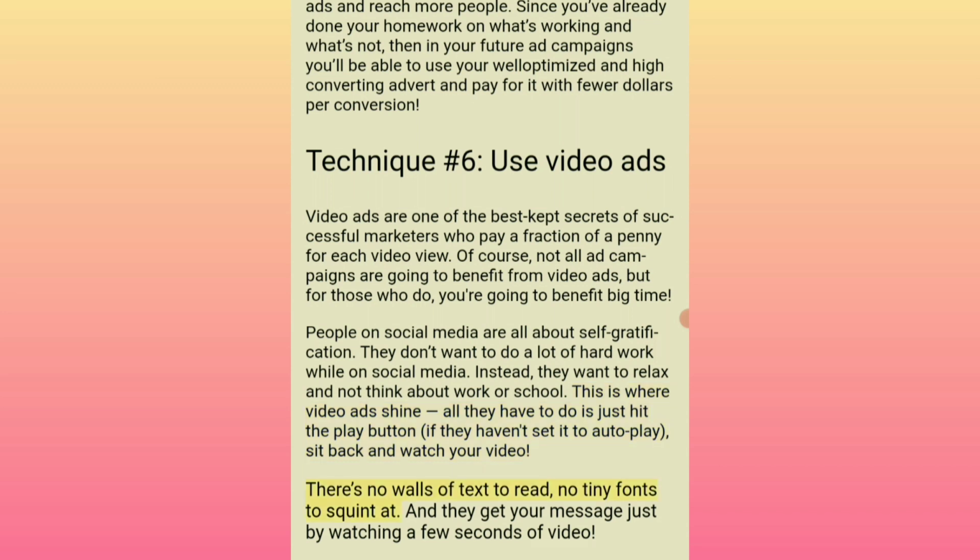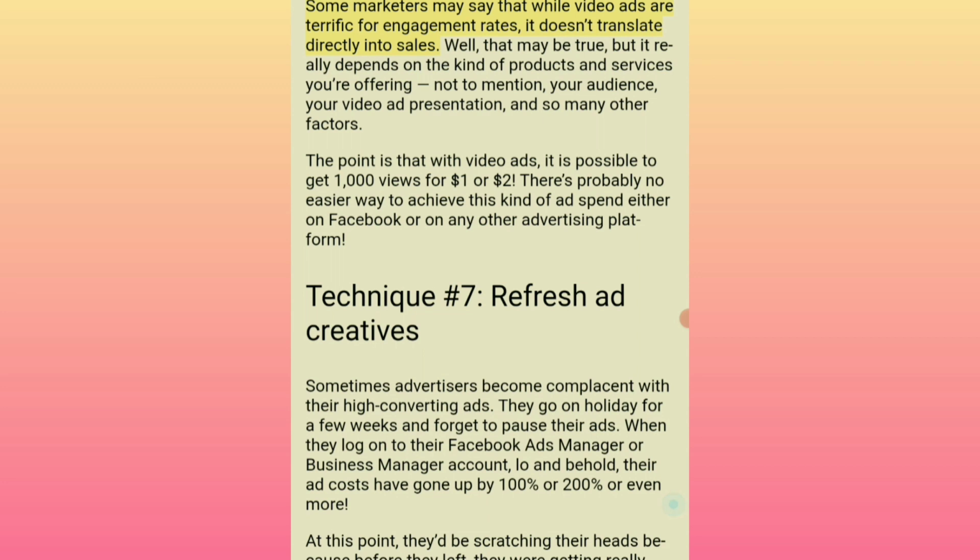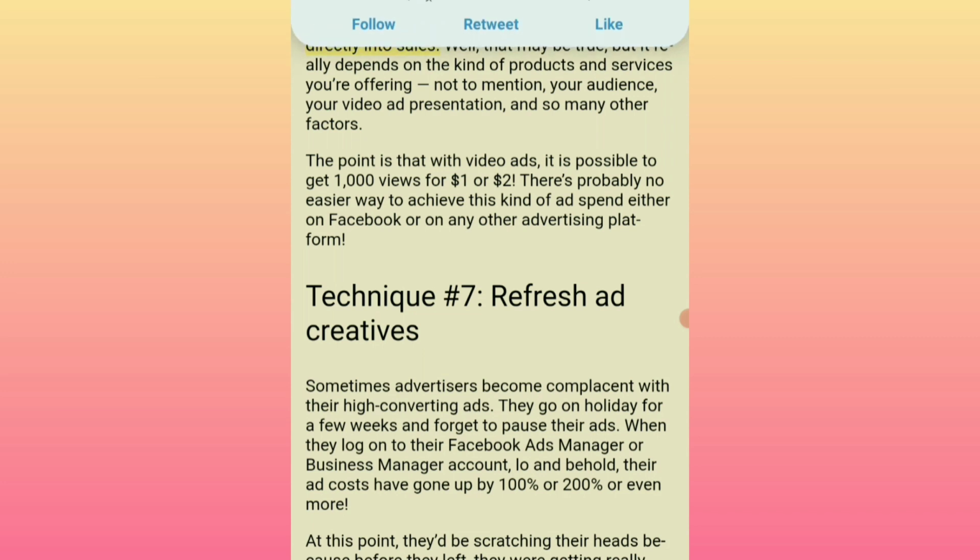The point is that with video ads, it is possible to get 1,000 views for $1 or $2. There's probably no easier way to achieve this kind of ad spend either on Facebook or on any other advertising platform. Technique number 7: refresh ad creatives.